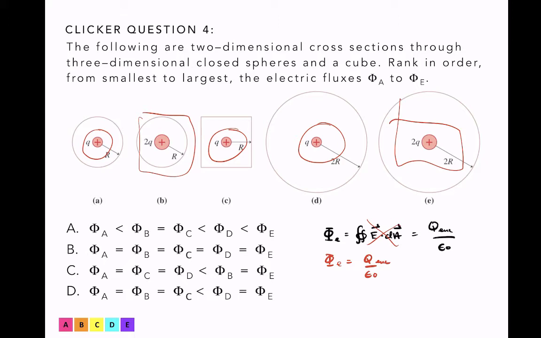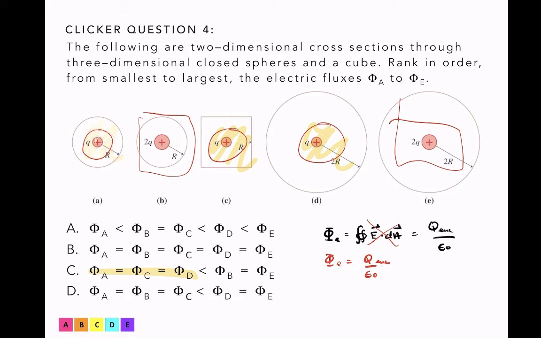Here, your area is bigger, but what happens to your field? It's smaller, right? Because you're farther away. Okay? So remember, this is a sphere, so the size of the sphere goes up by r squared, but the size of the field goes down by r squared. So those should exactly cancel.